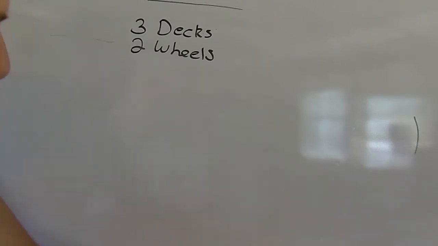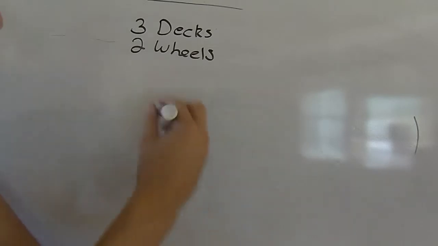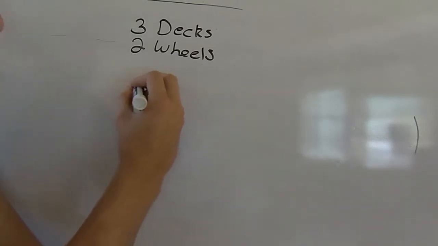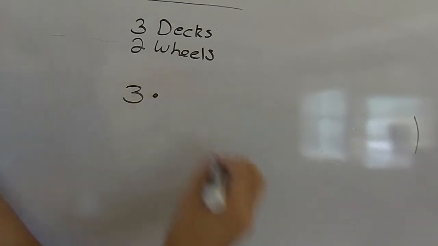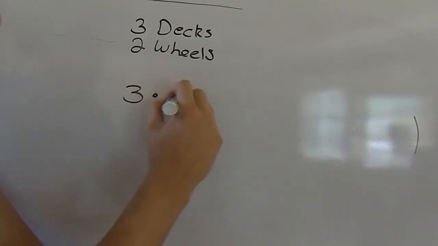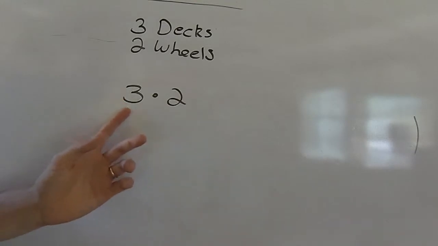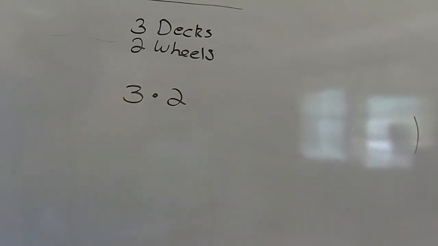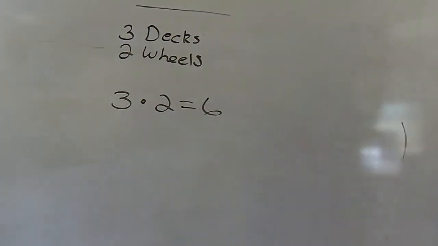Basically, the way the fundamental counting principle works is you're going to take choice number 1. So let's say choice number 1 was decks. So we've got 3 choices for decks. Choice number 2 is wheels, and we have 2 total choices for choice 2. So we have 3 options for choice 1, 2 options for choice 2, and you multiply those together, and you get your 6 total options, total outcomes.